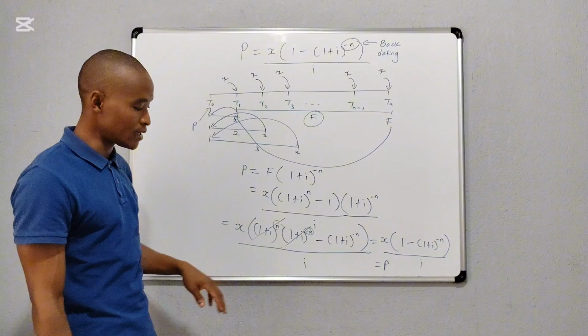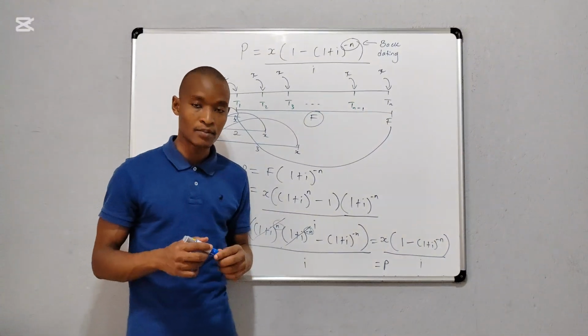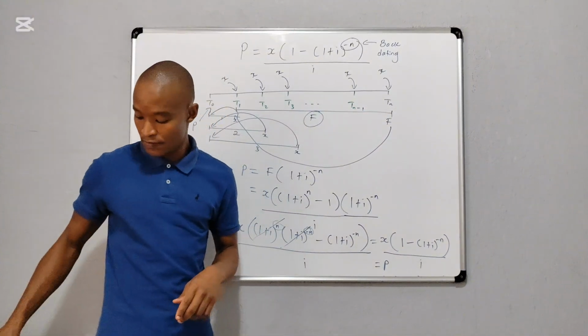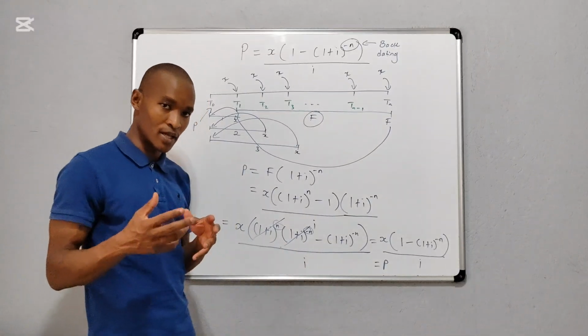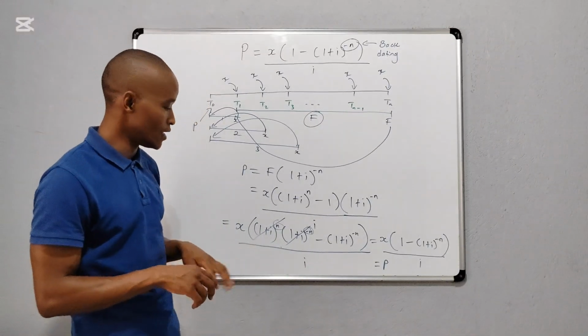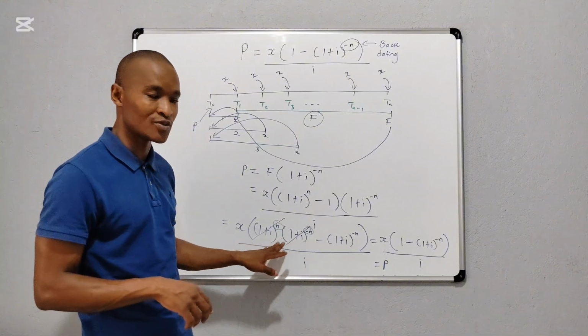Should not have cancelled there. I was just showing you that the n minus n gives us 0, so the base remains intact. It's 1 plus i to the power of 0. So let us not misconstrue that there.